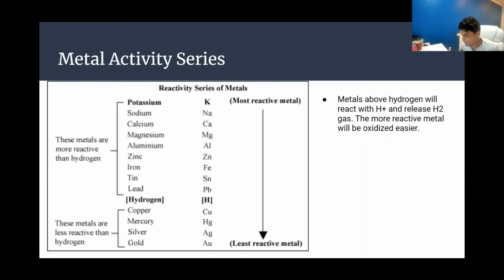Metal activity series. You might want to know this because some metals react with acids to release H2 gas. The more reactive metals like potassium, sodium, and calcium will be oxidized more easily, and the less reactive metals like copper, mercury, silver, and gold will be reduced better. You don't have to memorize everything, it's just a good idea to know the general location. But just remember that copper, mercury, silver, and gold are not that reactive and won't release hydrogen gas when reacted with acid.